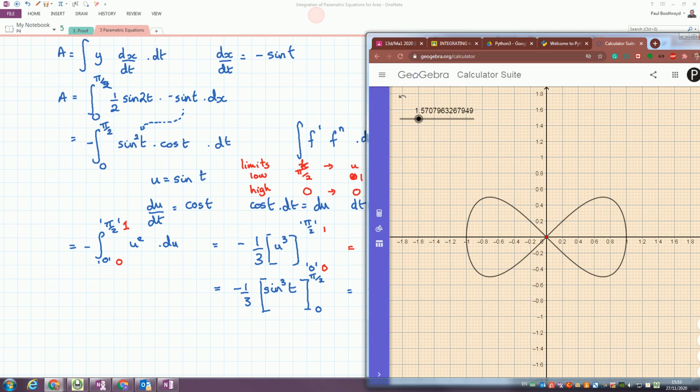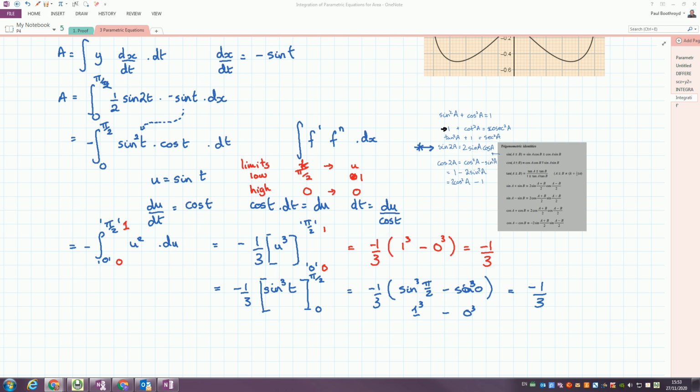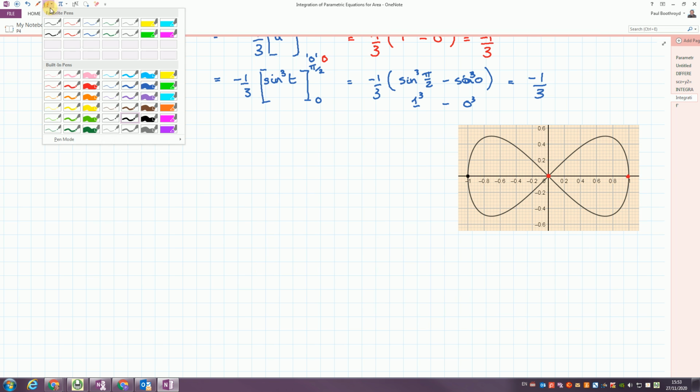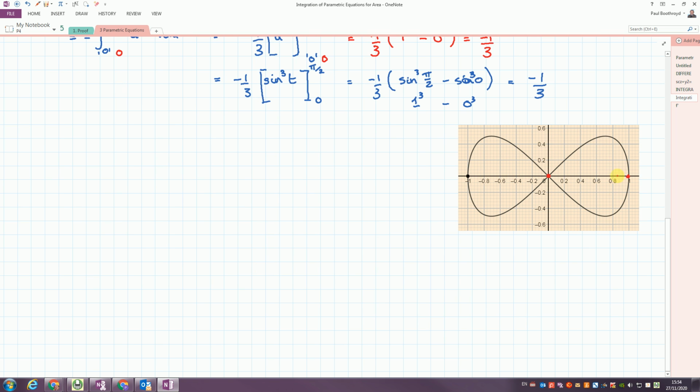Okay, so I'm just going to copy that graph down for a little bit of further discussion. Okay, so we've got our graph. The area it's actually calculating is this area here. Now, that area, we traditionally would say is in the positive region, so it's a third.